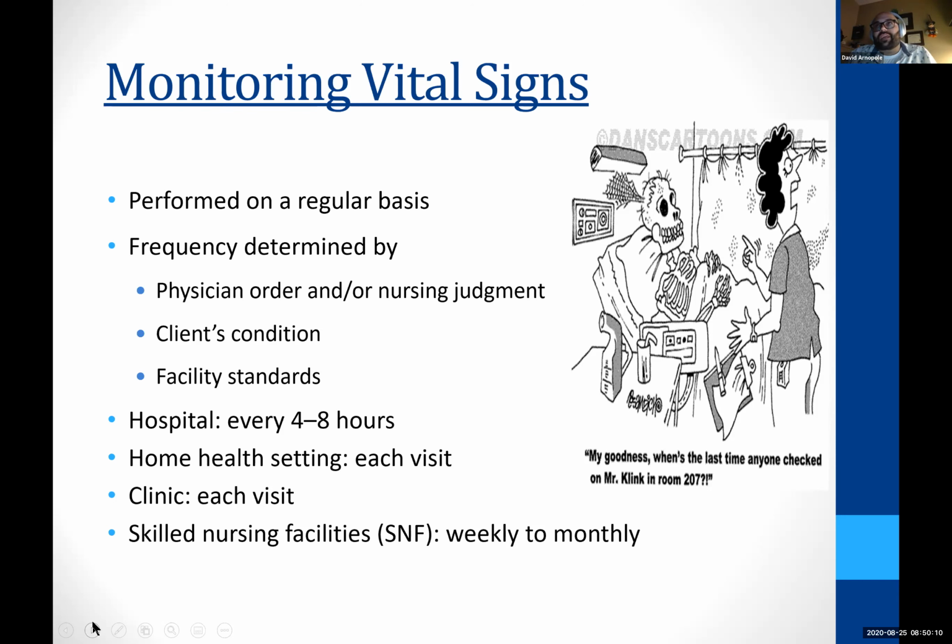Now, I will say with that caveat, you can choose to increase your vital checks. But if a provider specifically says, I want it checked every hour, you can't say, it's fine, I'll check it at 4. You have a specific order at that point to check it at that hour. So remember, you as a nurse can choose to increase the frequency, but not decrease the frequency if a provider overrides that.